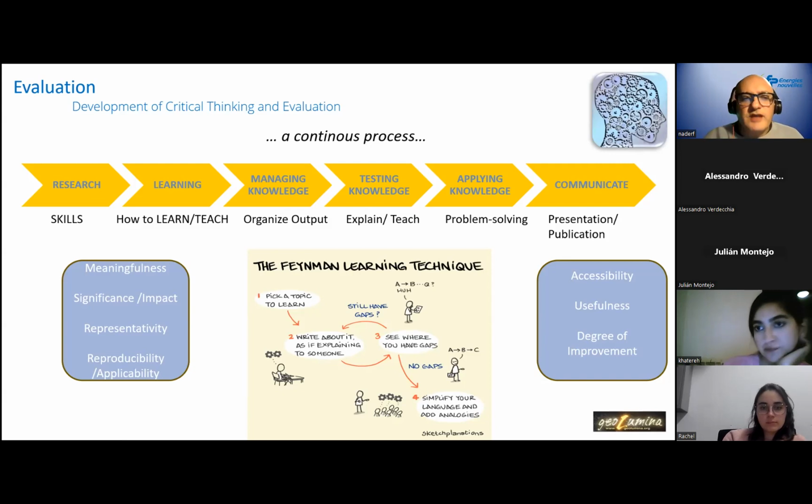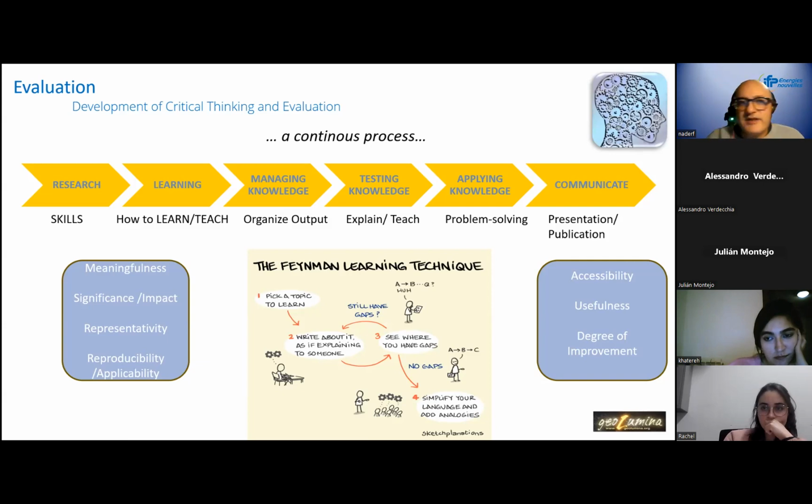Can you prove that you can reproduce the same process, the same numerical simulation and get the same results? And if yes, would it be applicable? And to what perimeter, to what scope? So here I also refer to the Feynman learning technique. I liked it as well.